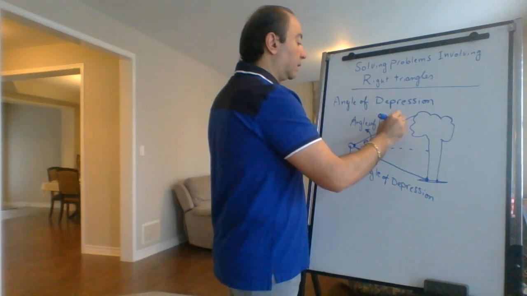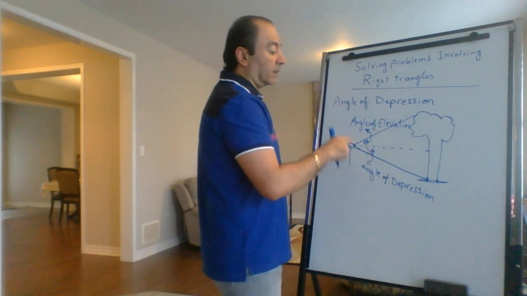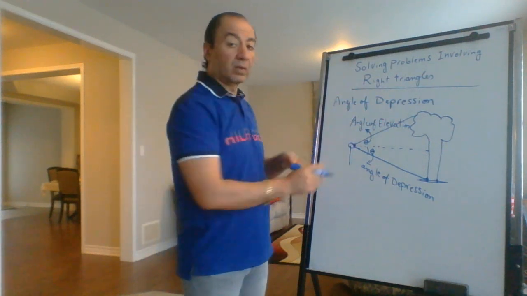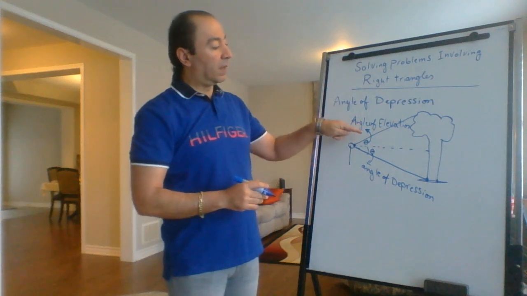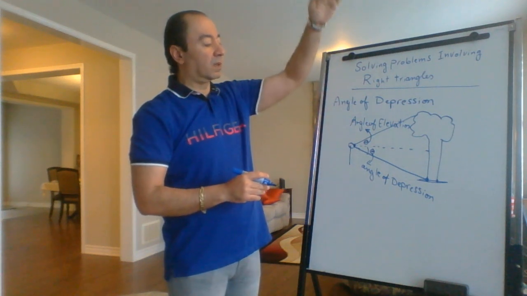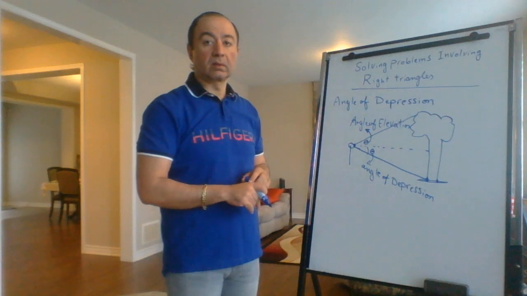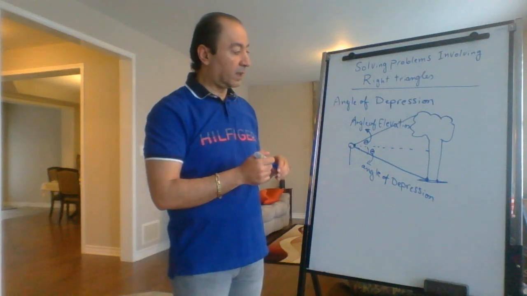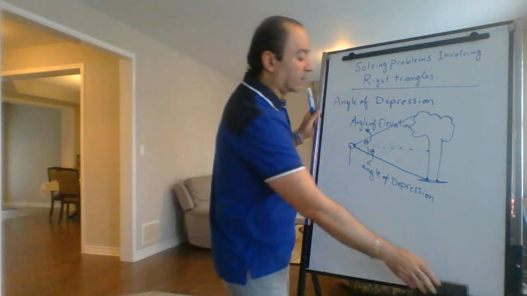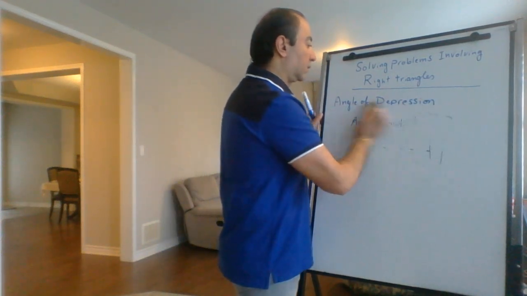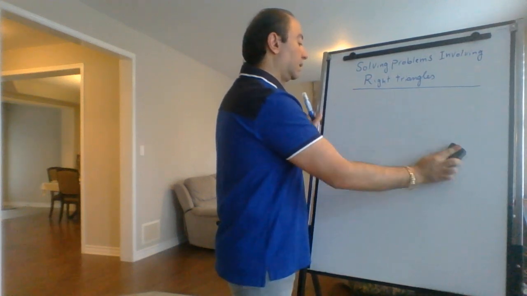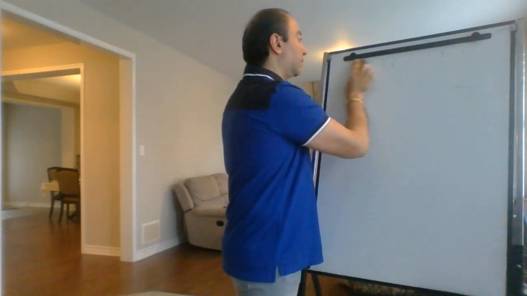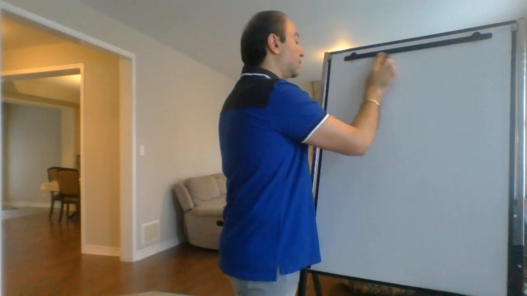So angle of depression and angle of elevation, both of them are measured with the horizontal line, and one is looking up and the other looks down. Okay, so this is the angle of depression and angle of elevation. Alright, this is the first thing I want you to know. Now I'm going to give you two examples.